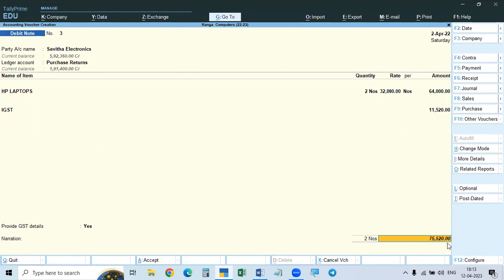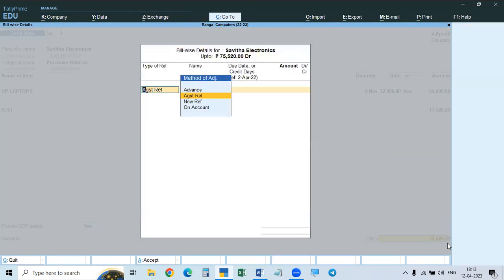Then if you click, you will get the bill-wise details window. In the bill-wise details window, these goods are returned out of an invoice already received. That is, against an already received invoice, we are returning the goods. When you made the payment, you made it against that invoice. Now we are returning the goods supplied by the same invoice. That is why we have to select against reference, because it is already selecting accounting and reference.